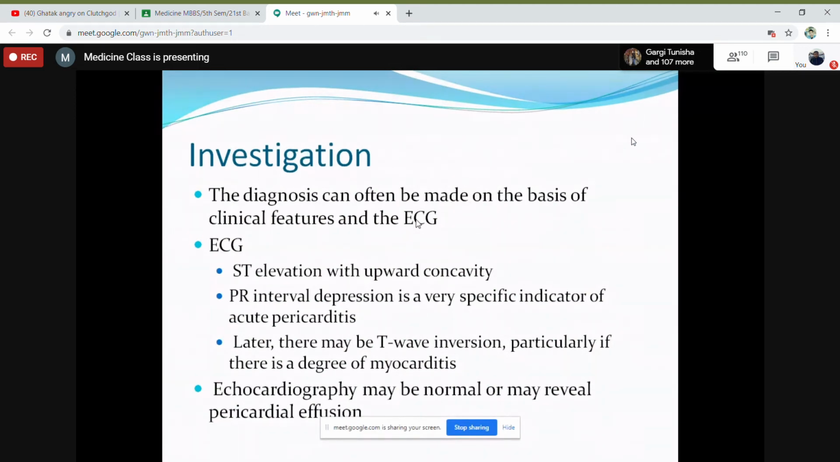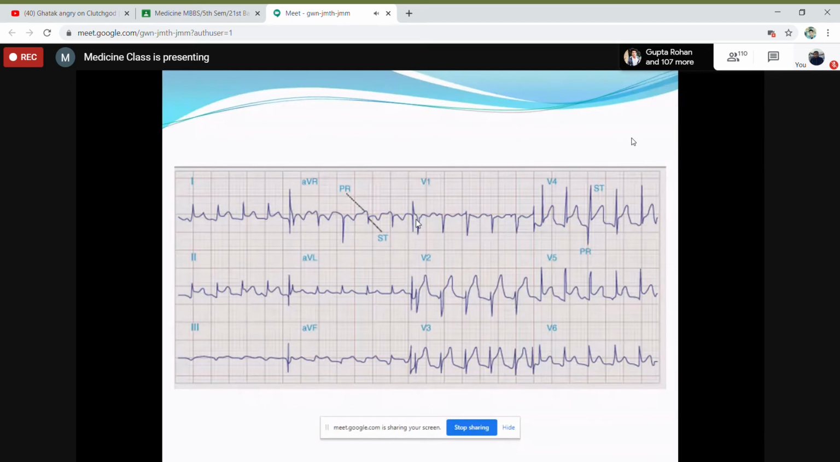The other test we do is echocardiography, which may be normal if the patient only has pericarditis, but it may reveal pericardial effusion as well. So this is the ECG of a patient showing pericardial effusion. You can see that this is ST segment elevation with concavity upward. This is the ECG change in a patient who has acute pericarditis.